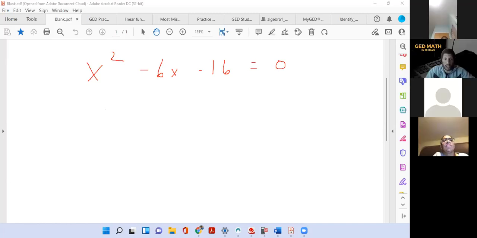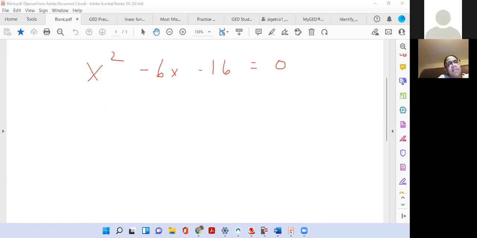How do I know this is a quadratic equation? Can anybody tell me? Going once, going twice, going three times. So how do you tell something is a quadratic equation? The highest degree can be 2, only 2. Yes. That's how you tell a quadratic equation: the highest degree of that equation is raised to the second power.